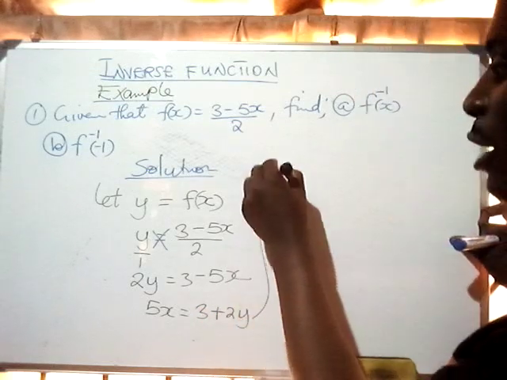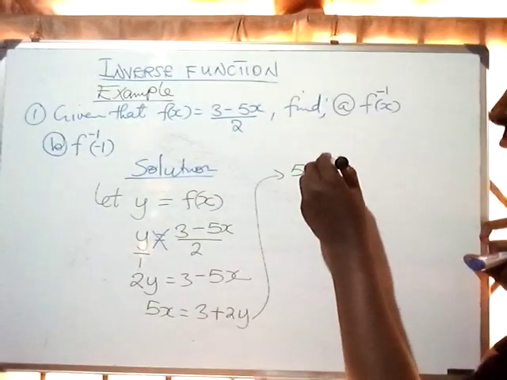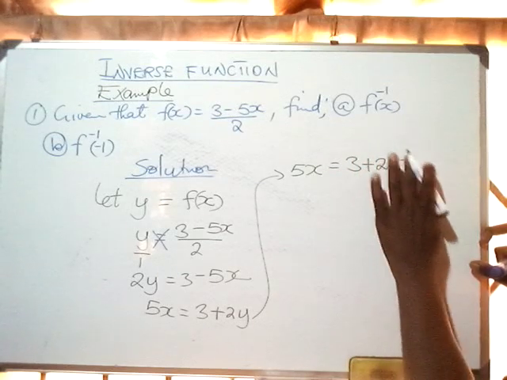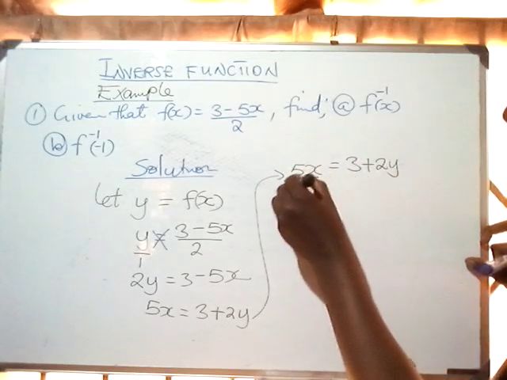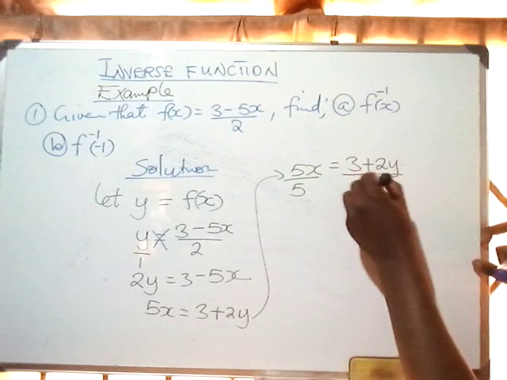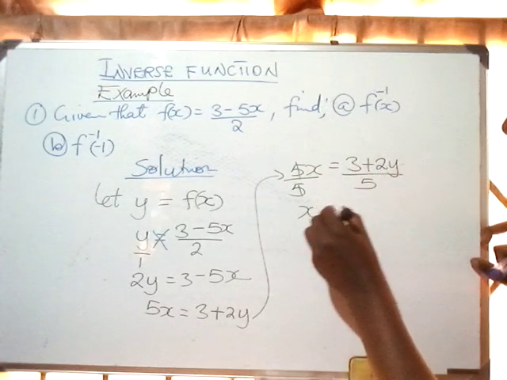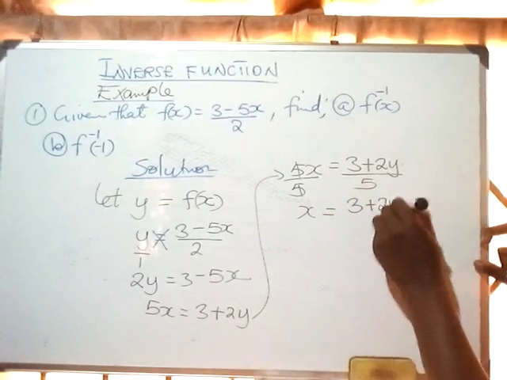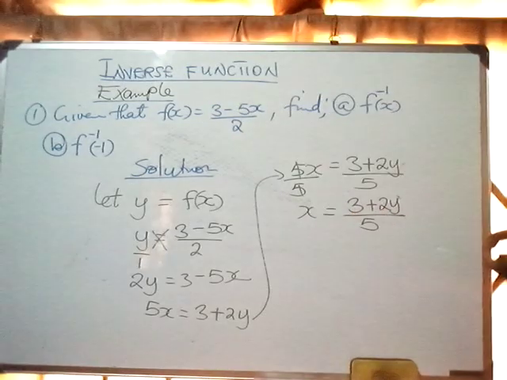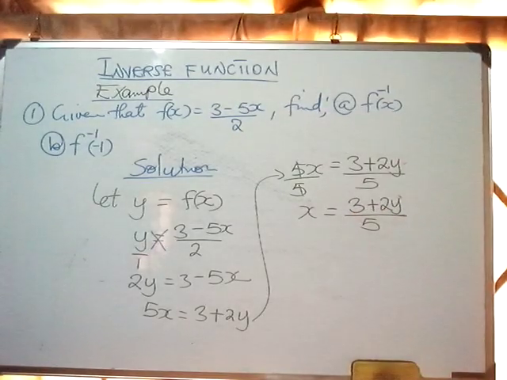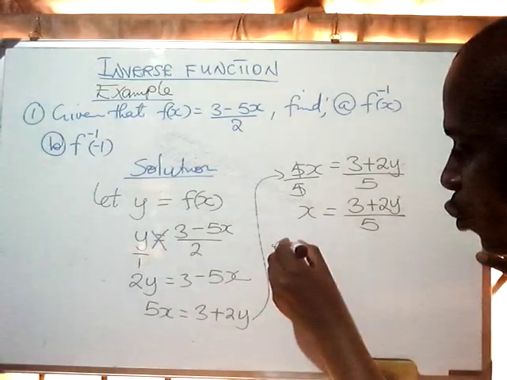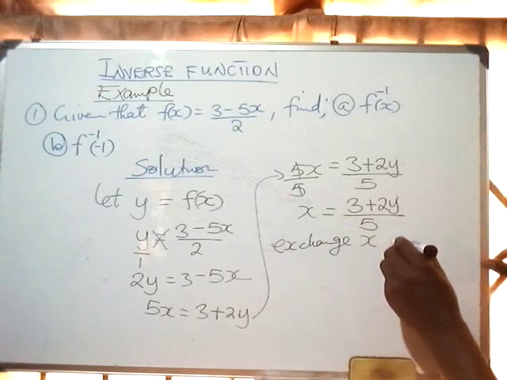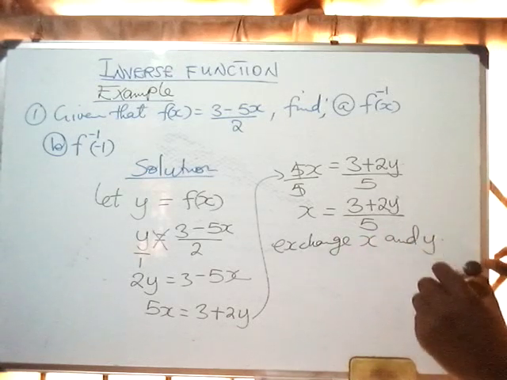Then we are going to divide both sides by 5 so that we make x the subject of the formula. So x has now become the subject of the formula. When we reach this stage, we now need to exchange. What are we exchanging? Exchange x and y. We exchange x and y.